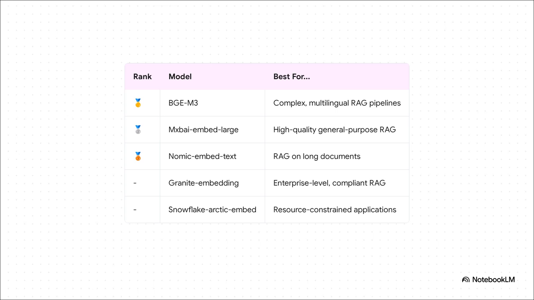BGE-M3 is your champion for those complex, multilingual pipelines. Mxbai is your go-to for high-quality general RAG. Nomic is your expert for long documents. And hey, let's not forget our specialists. Granite is for when you need enterprise-level compliance systems, and Arctic is for when your budget and your stopwatch are the bosses. The most important lesson here is this: the best model is always the one that's best for your project.